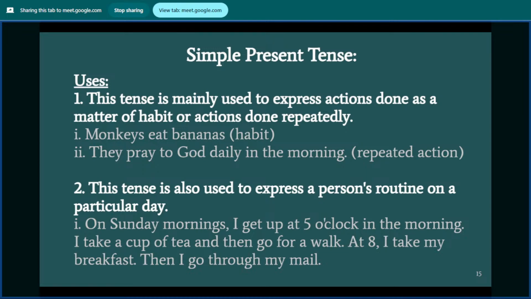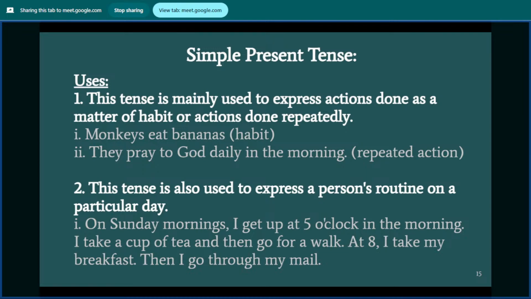Then we can also use it to talk about a person's routine on a particular day. आता usually आपला routine weekday ला एक असतो आणि weekend ला वेगळा असतो, correct? So we can use simple present tense to talk about our routine even on our weekends. On Sunday mornings I get up at 5 o'clock, I take a cup of tea and then go for a walk. At 8 I take my breakfast, then I go through my mail. That's how we can say it.